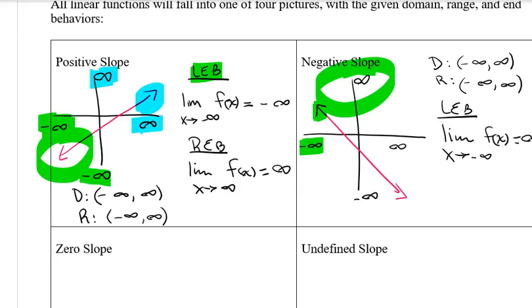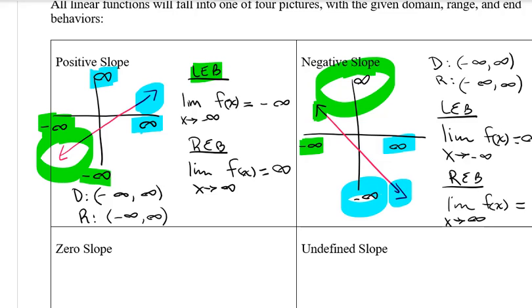Now conversely, if we look over on the right-hand side, the right-hand behavior, our limit as x goes to infinity of f of x is going to be, looking at this arrow, the arrow goes down, so that's going to denote negative infinity. Boom. So those are the two left end and right end behaviors of our function. Anytime you've got a negative slope line, it's always going to look like that.